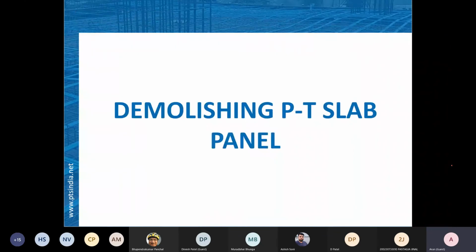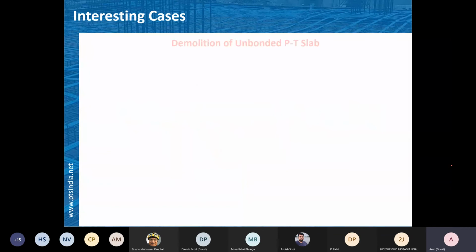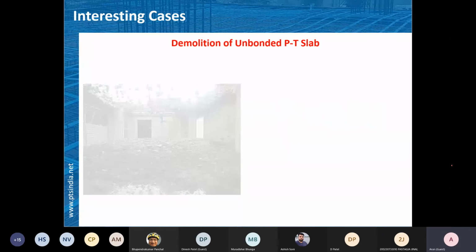Then we also came across one project wherein a building was already constructed. A mall building was constructed, and then half of the mall was to be demolished because the client changed his mind, and now he wanted some other scheme on that half part of the campus. Sorry, that is the next case.